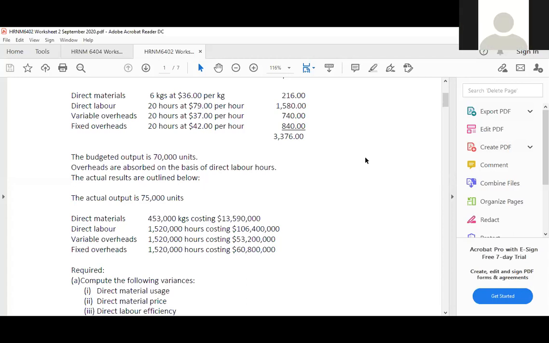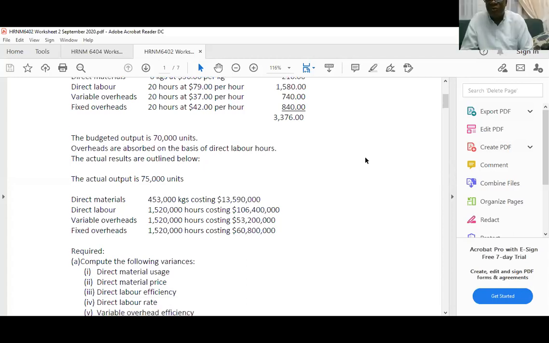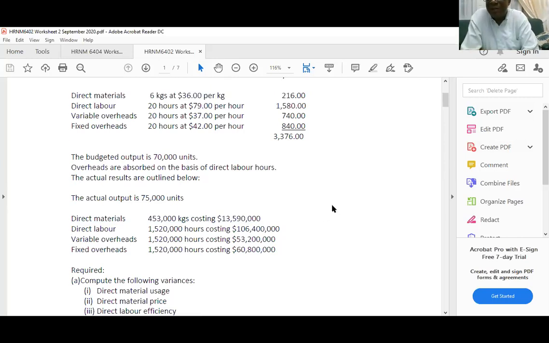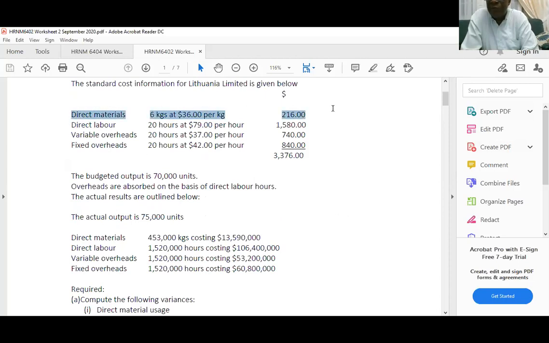If we go down to the line just below 75,000 units and look for direct materials, we see 453,000 kilograms costing $13,590,000. That gives us $30 per kilogram. That's what we actually paid for our materials. The plan was to pay $36, but we actually paid $30.